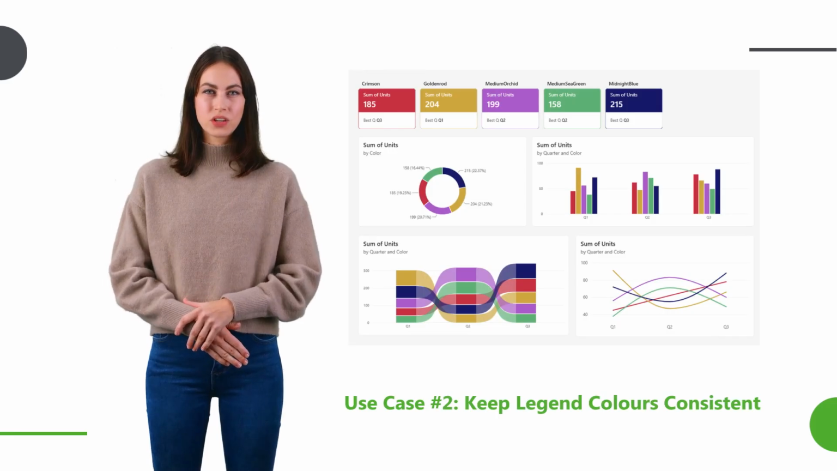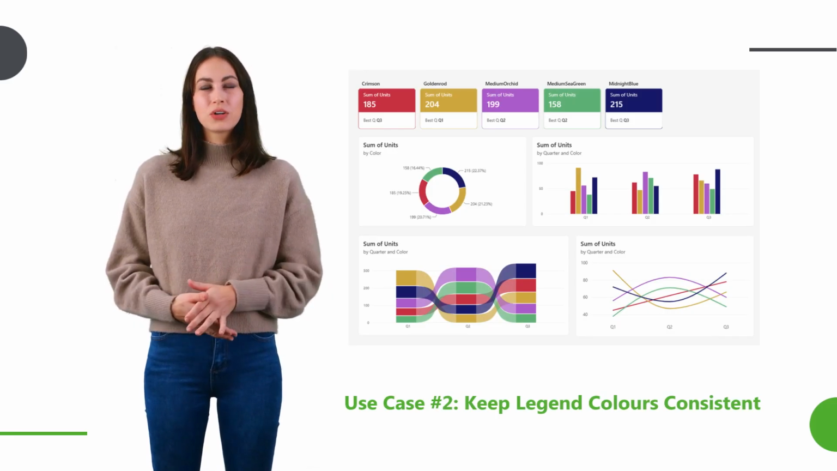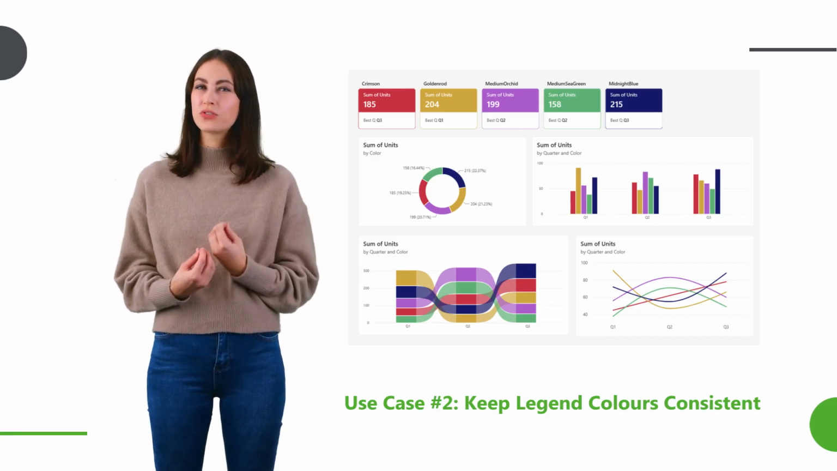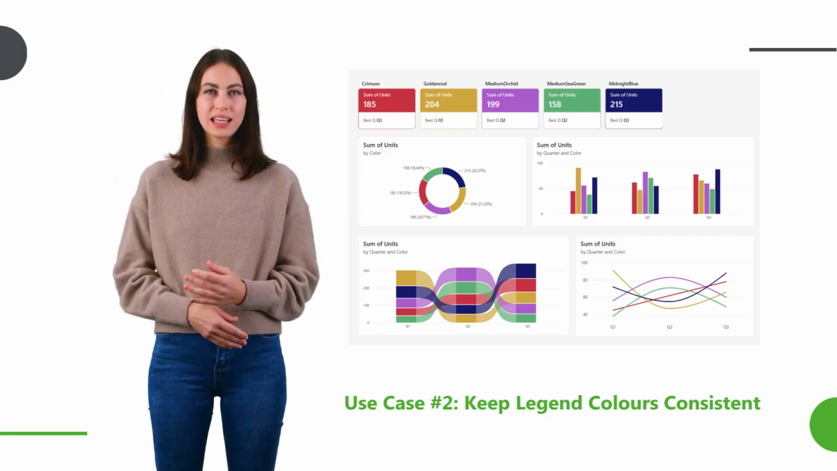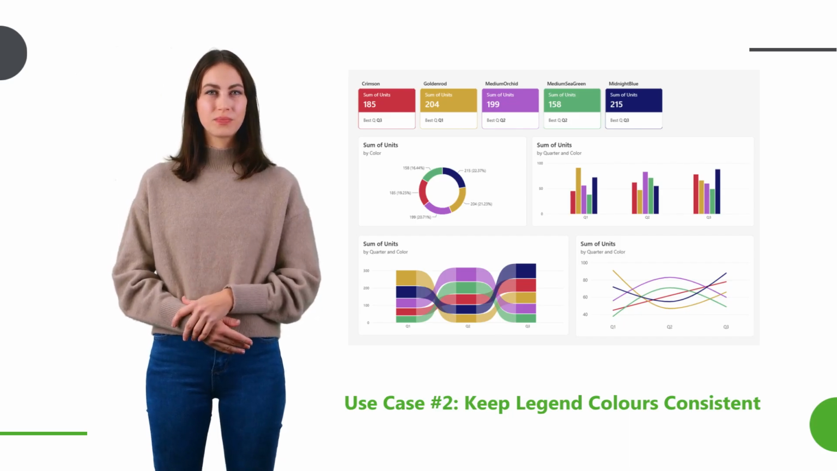Use case number 2. Keep legend colors consistent. Apply colors from a model field so every visual uses the same category colors throughout the report. This improves readability, reduces maintenance, and ensures new categories automatically inherit the correct colors.